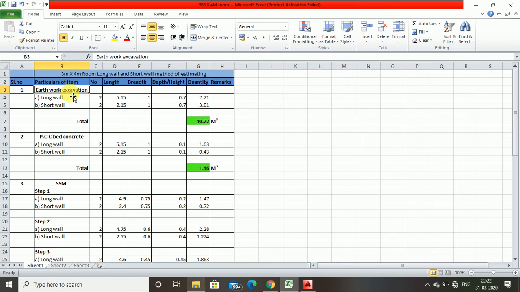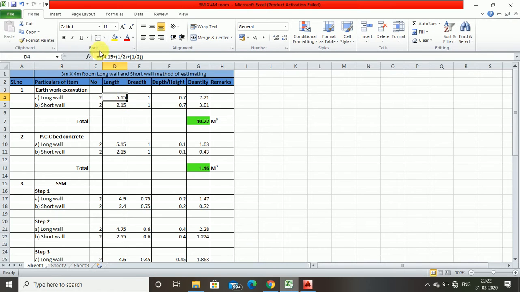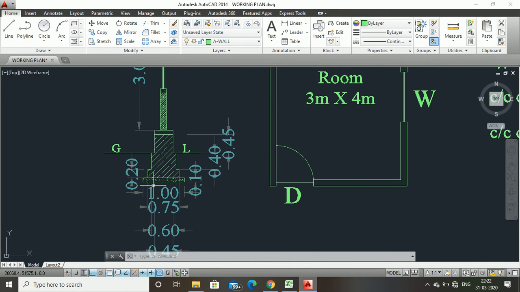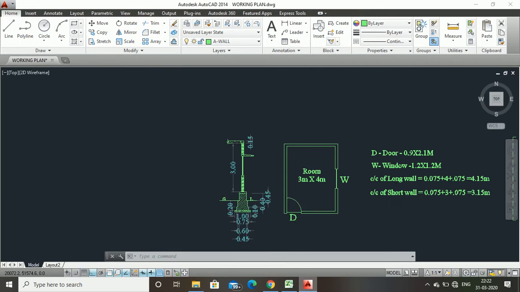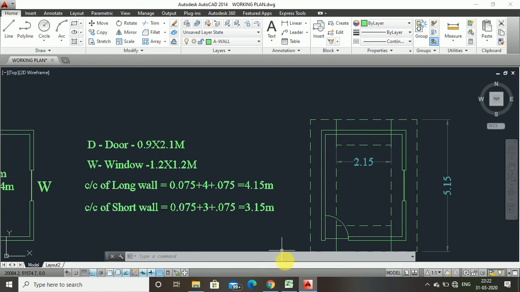First, the earthwork calculation, that is earthwork in excavation. First, the long wall, the numbers are 2, and the length will be 4.15, the center to center distance, and the width of the excavation, which is 1 meter. So 1 meter, in long wall we will always add the half of the distance on both sides, that is 1 divided by 2 plus 1 divided by 2.